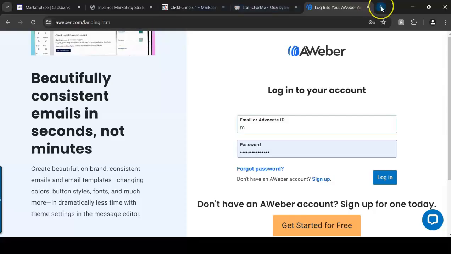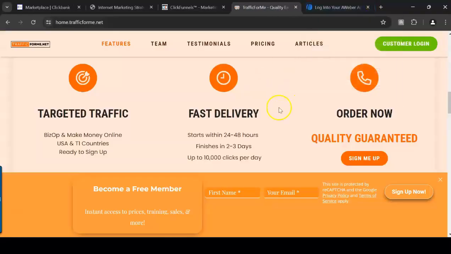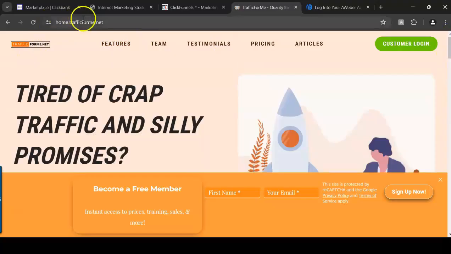And if you want to learn more about ClickBank, especially affiliate marketing traffic, this is a traffic source called Traffic For Me. You could go to Google and just type in Traffic For Me. It's one of the great traffic sources out there. I have purchased thousands and thousands of clicks from this traffic.